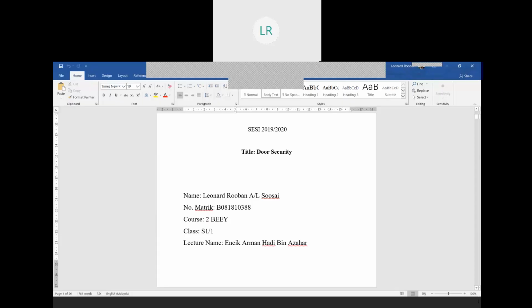B0818100388. Today, I'm going to demonstrate my simulation program. The title of my project is Door Security. This door security can be used in malls, supermarkets, and any outlet-based shops. This project consists of a microcontroller, 3 inputs and 4 outputs. The inputs are a PIR sensor, keypad, and switches. For the output, it is the LCD display, a motor representing the door, LED lights, and a buzzer.